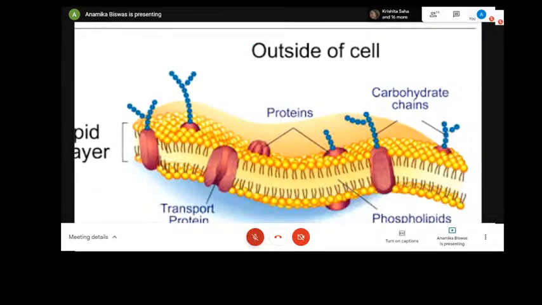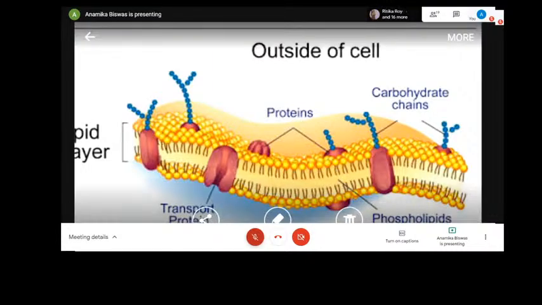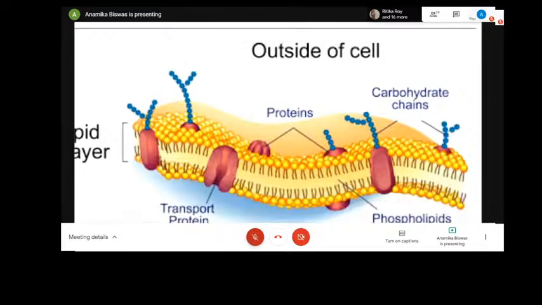So this region, that means this polar hydrophilic head, faces towards the outer side of the cell membrane and inside the cell membrane. These interact with the aqueous environments on both sides. And another end is called non-polar hydrophobic end. This region is called the water repelling tail.